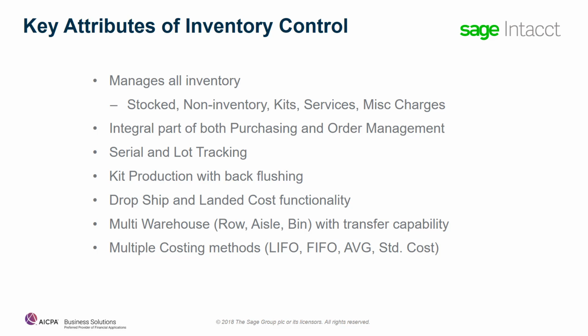During the purchasing and order management process, inventory can allow you to procure as well as sell all the items listed above, whether they're stocked, non-stocked, a service, or a charge. Inventory control allows you to track items with serialization and lot tracking, as well as creating the mask and the codes to set up those individual items that are being tracked by serial or lot.